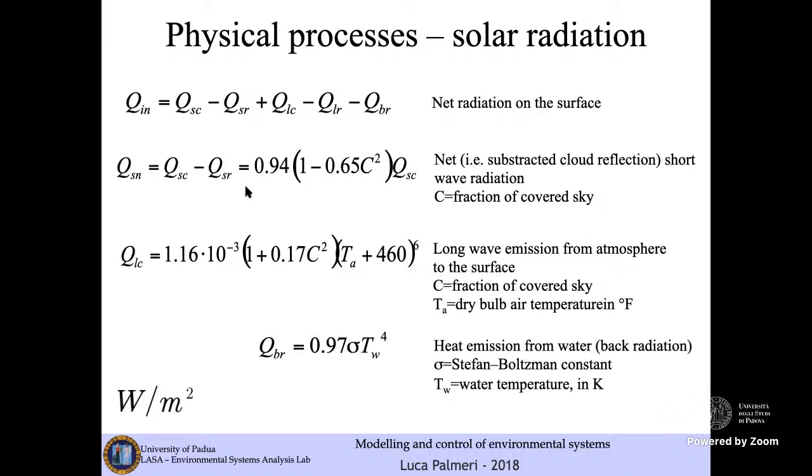So we have a relationship that is a first order derivative relationship between the short wave radiation absorbed by clouds and the net short wave radiation. For the long wave radiation, we have a slightly more complicated equation in which we have a dependence upon the square of the fraction of covered sky, and there is a dependence on the dry bulb air temperature, but it is in Fahrenheit. And all these figures are expressed in watts per square meter.